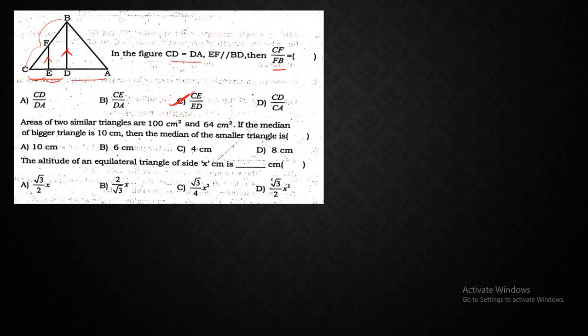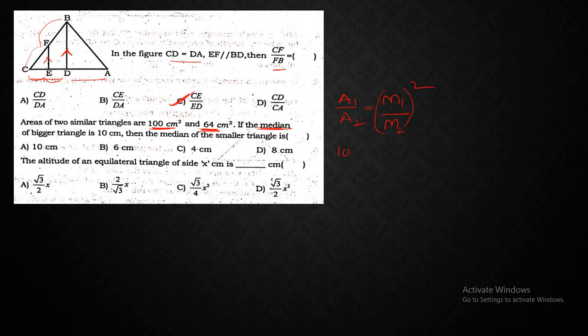Right? Next, areas of two similar figures, and he is talking about median, right? So this is bigger figure, this is smaller one. So from this what I can say? Area 1 by area 2 is equal to median 1 square by median 2 square. So simply I can take it as whole square, right? So I can directly take median 1 by median 2 whole square.